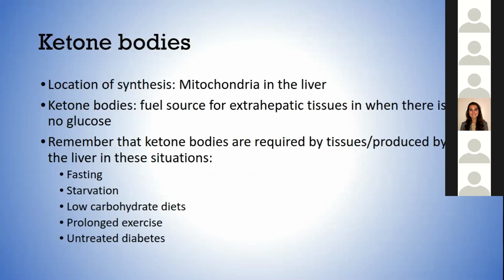So ketone bodies are going to be synthesized in the mitochondria of the liver, and they're going to be our fuel source for tissues that are not in the liver. So when there's no glucose, we're going to use these ketone bodies. And remember that ketone bodies are required by tissues and produced by the liver when you're fasting, or when you haven't eaten in a long time, when you're on a low-carb diet, or you've been working out a lot, or you also have untreated diabetes.